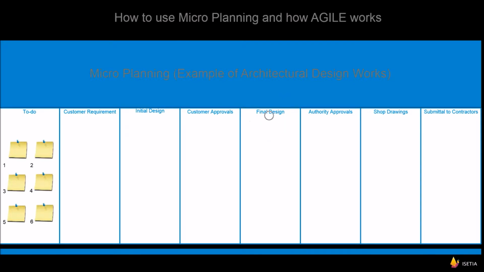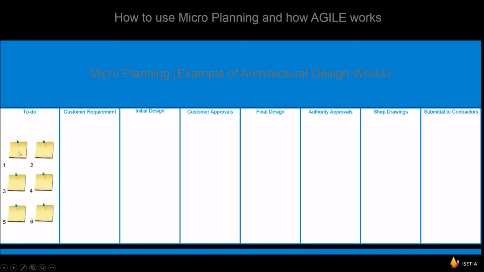After completing the final design, we need to get authority approvals to be able to start the work, and this is very important. If the approvals come from the authorities, we move to preparing shop drawings, and then we submit to the contractors for executing the project. These are our steps. You can add more steps or make it simpler, but I made it seven steps for the architectural design works.